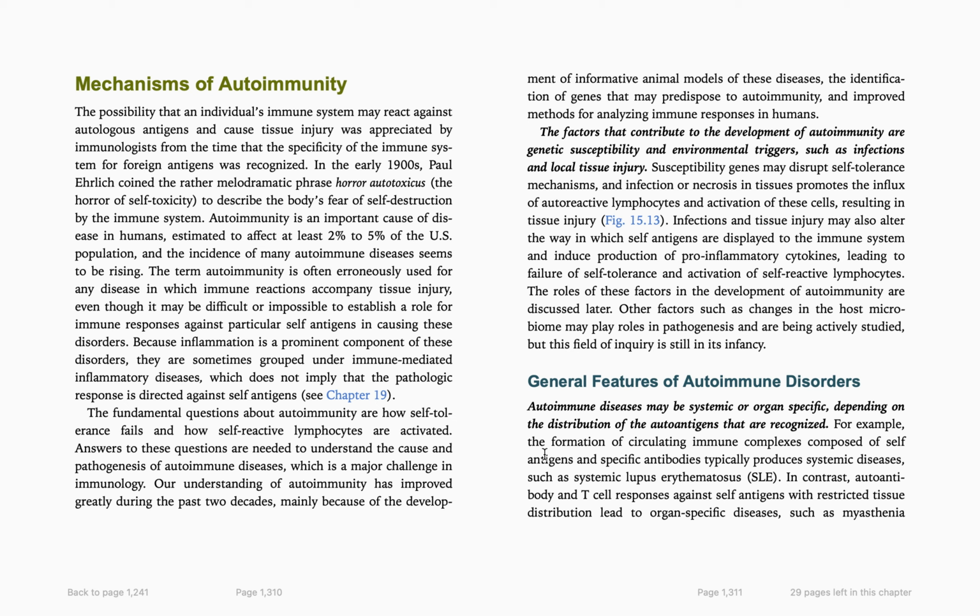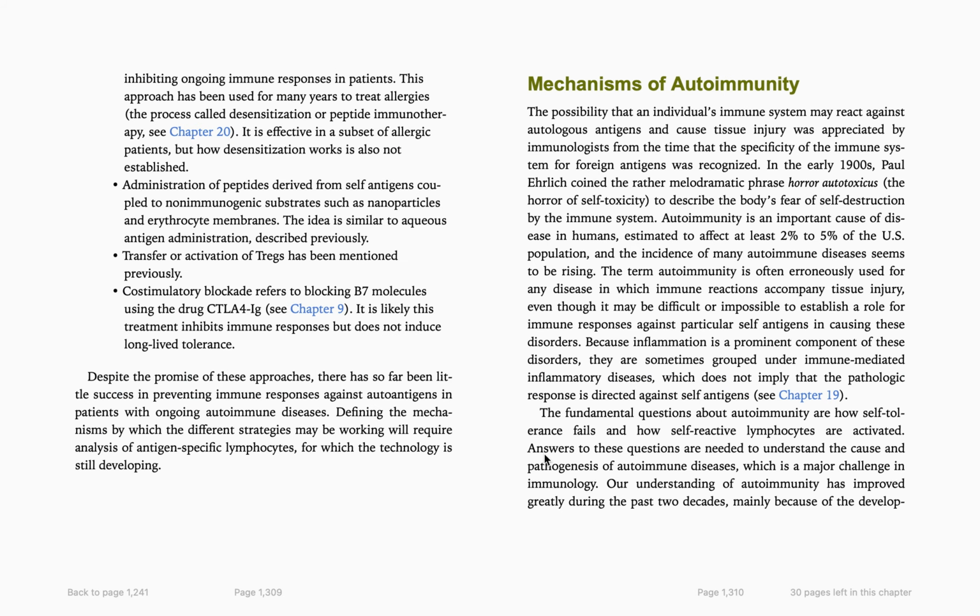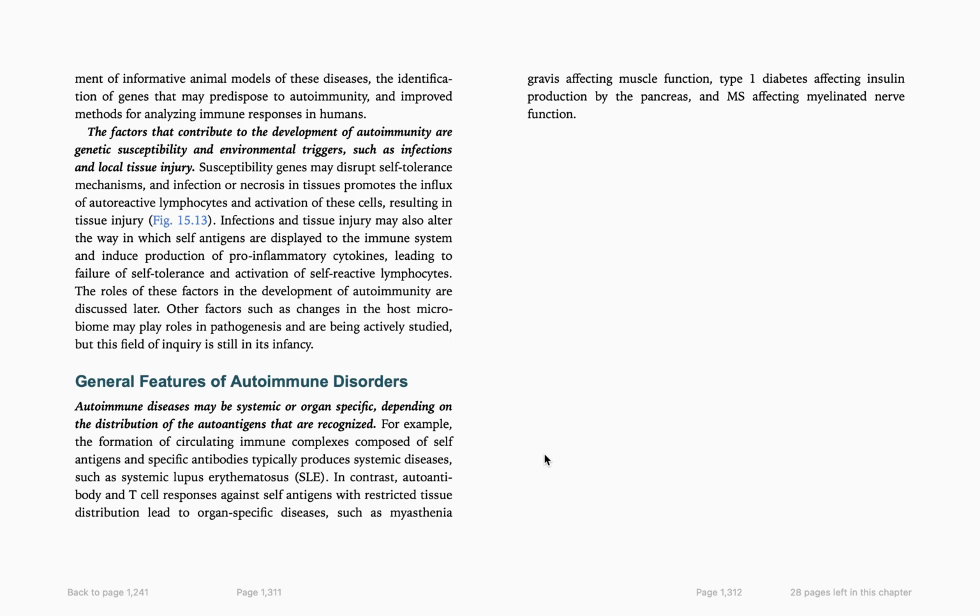General features of autoimmune disorders. Autoimmune diseases may be systemic or organ-specific depending on the distribution of autoantigens that are recognized. For example, the formation of circulating immune complexes composed of self-antigen and specific antibody typically produces systemic disease such as systemic lupus erythematosus. In contrast, the autoantibody and T-cell responses against self-antigens with restricted tissue distribution lead to organ-specific diseases such as myasthenia gravis affecting muscle function, type 1 diabetes affecting insulin production by the pancreas, and MS affecting myelinated nerve function.